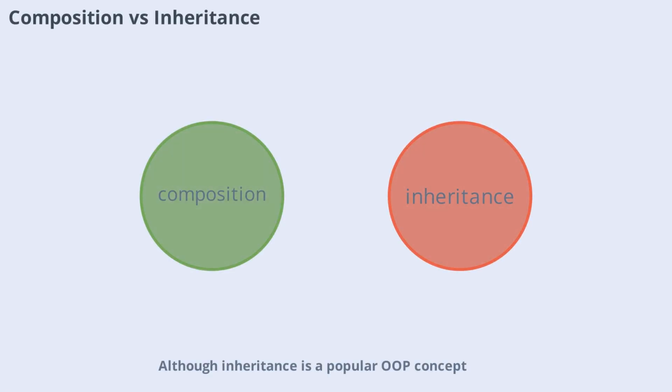Although inheritance is a popular OOP concept, composition is often more advantageous. In composition, a class contains instances of other classes as member variables, forming a has-a relationship. This approach reduces tight coupling and avoids the fragile base class problem, where changes to the parent class can break child classes. Composition also allows for more flexible and maintainable code, as you only include what you need.